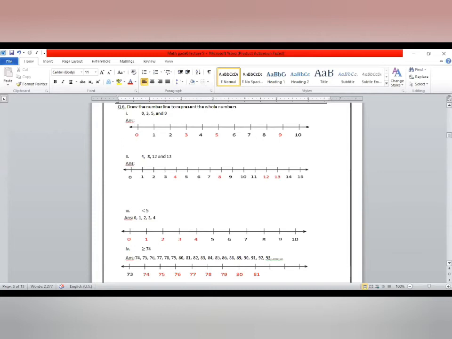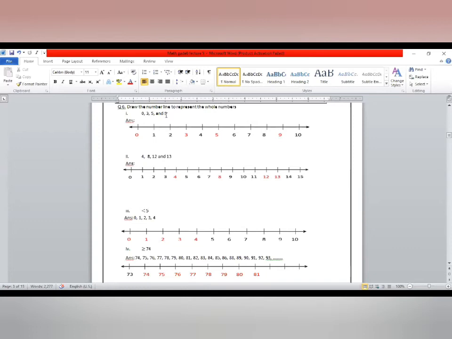Dear students, real numbers may be positive, maybe negative. So therefore we have the first numbers 0, 3, 5, and 9. So that's why on the number line, we have started from here, from 0 to 10. And which numbers do we have to mention? Here, 0, 3, 5, 9.